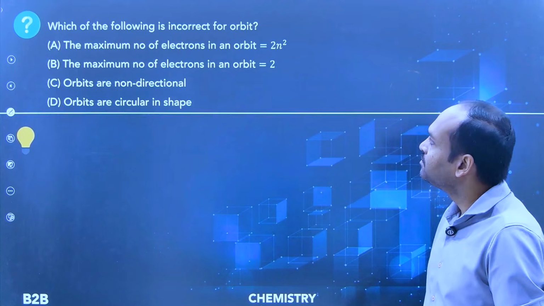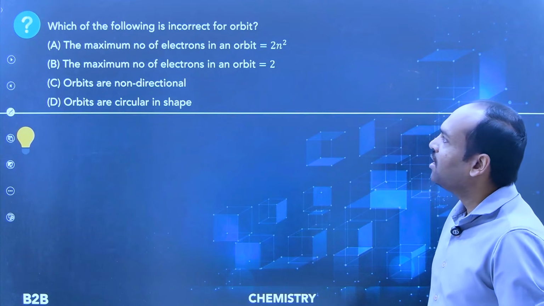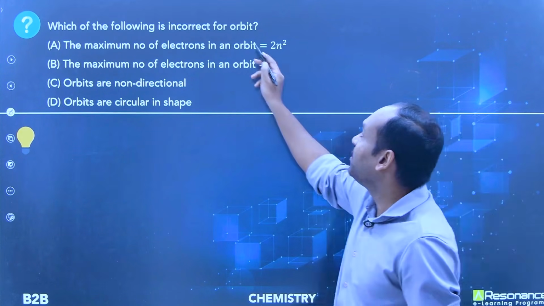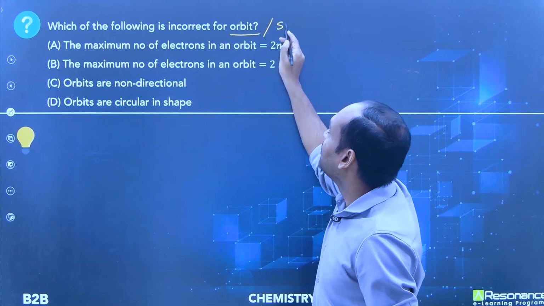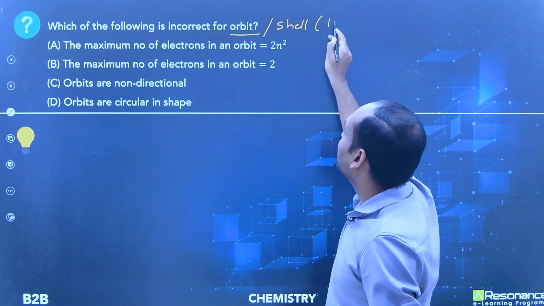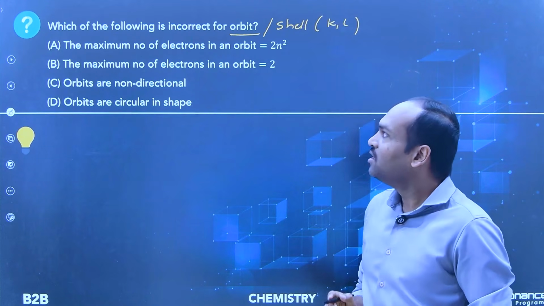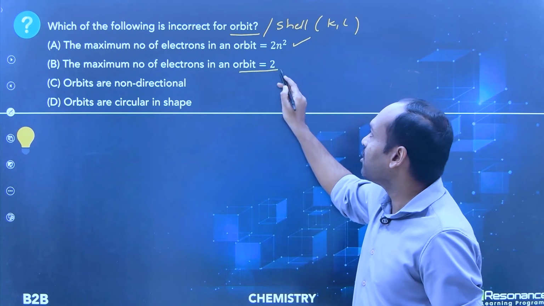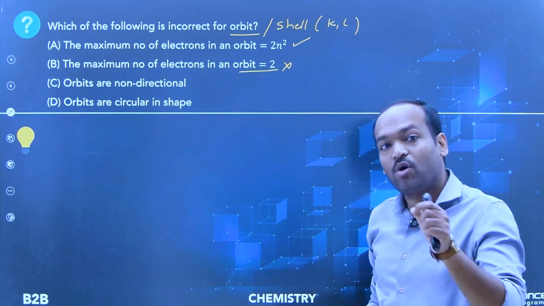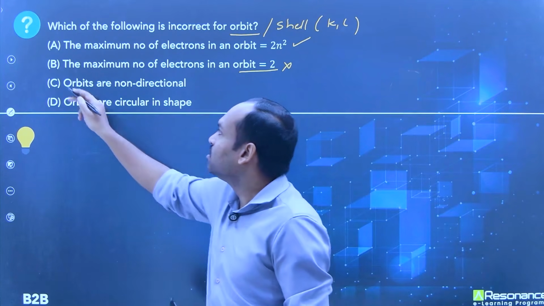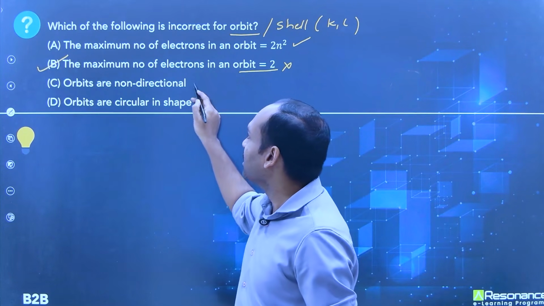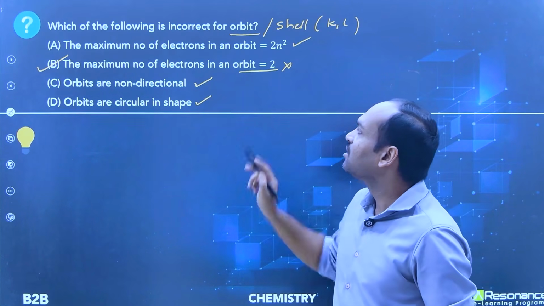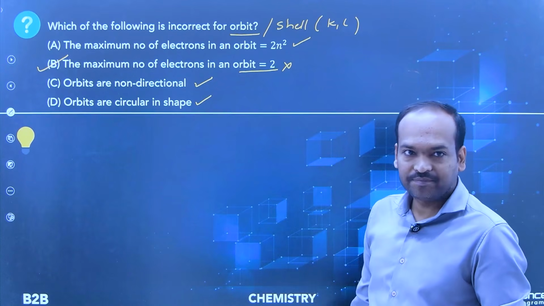Next, which of the following is incorrect for orbit? Orbit is nothing but the shell, right? K shell, L shell. Maximum number of electrons is 2n square. Number of electrons in orbit is 2n square, and number of electrons in orbital is 2. So this is our answer. Orbits are non-directional, correct. Orbits are circular shape, yes.